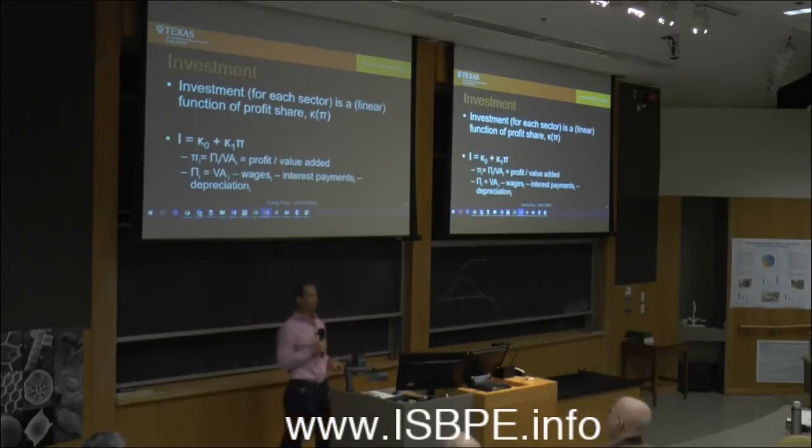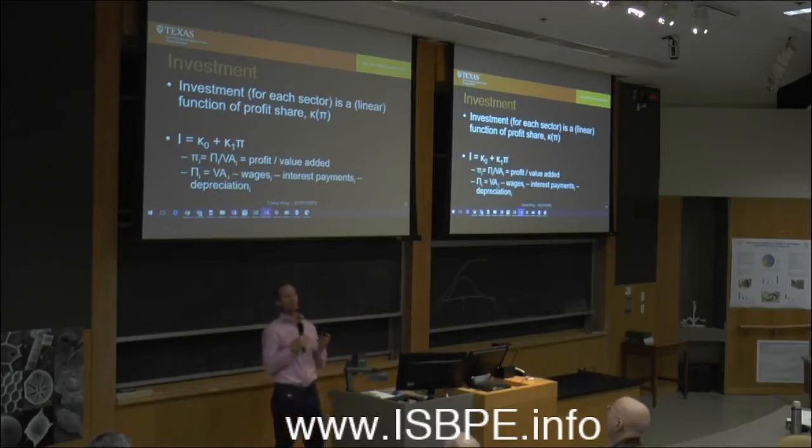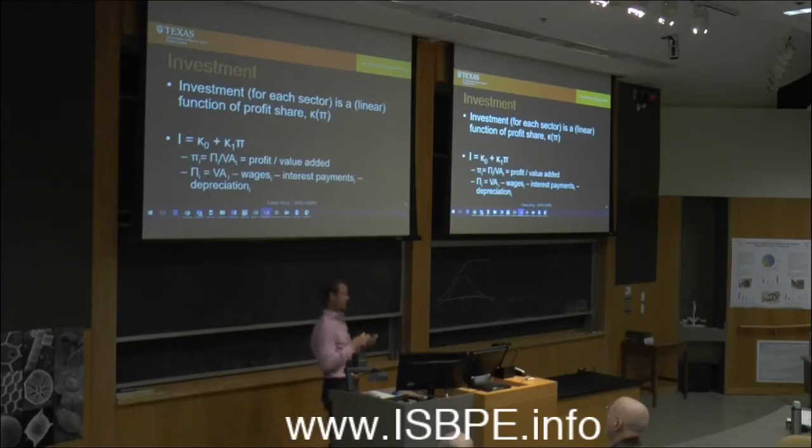So I'm using just a simple linear model of investment as a function of profit share. So how much profits are there divided by total value added to the economy. This is basically used to determine how much investment there is. You can set this exactly equal to profits. You can set it to some other function to play with this as a sensitivity parameter.